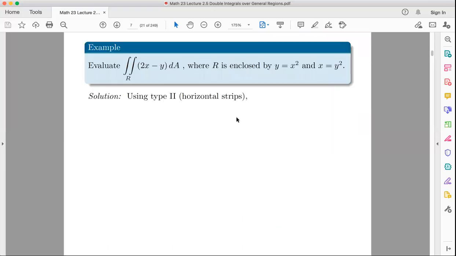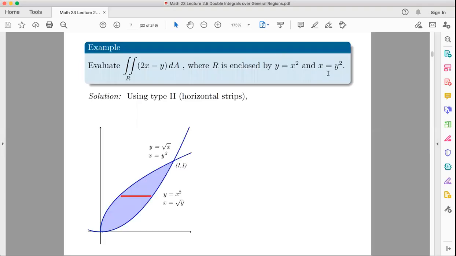For example, let's evaluate this double integral where R is enclosed by these two parabolas. This is our example in the previous lecture where we considered the region R as a type 1 region. But take note, we can also consider region R as a type 2 region. And we have a leftmost function given by x equals y squared and the rightmost function given by y equals x squared.